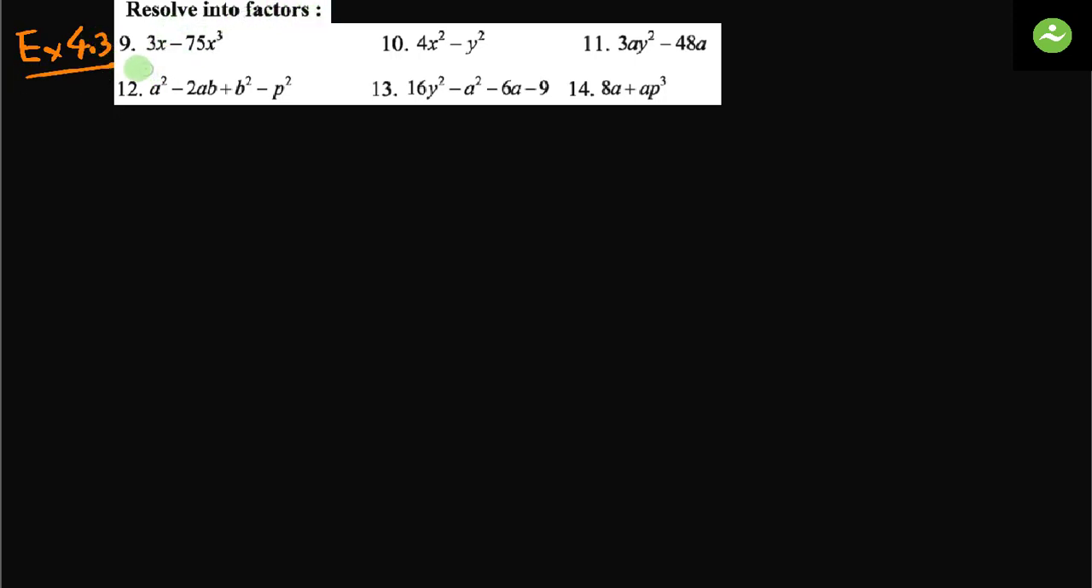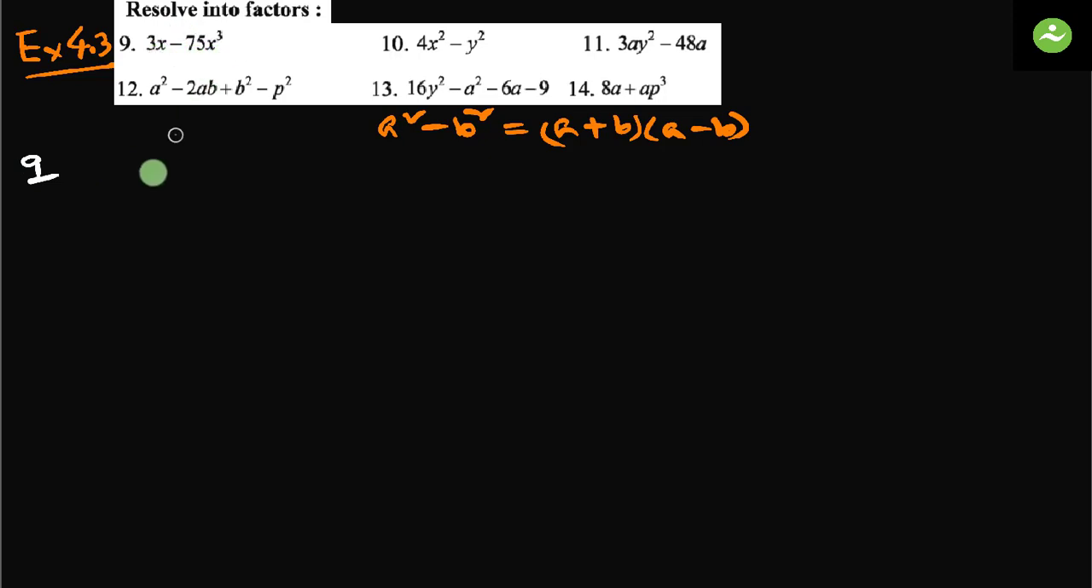Resolve into factors. Question number 9, 10, 11, 12, 13, 14. Almost all these can be solved using the formula a square minus b square. We know a square minus b square equals a plus b into a minus b. Let us start with number 9.